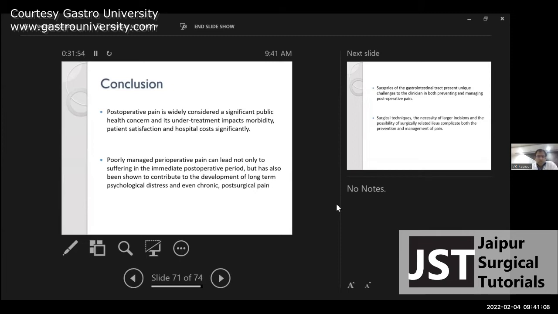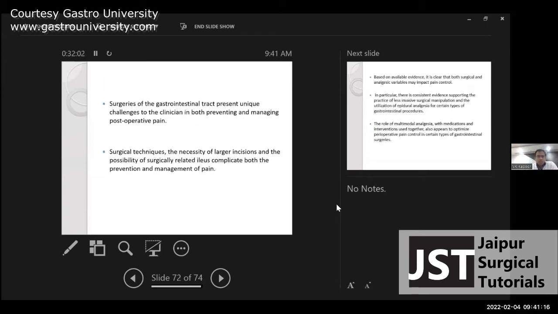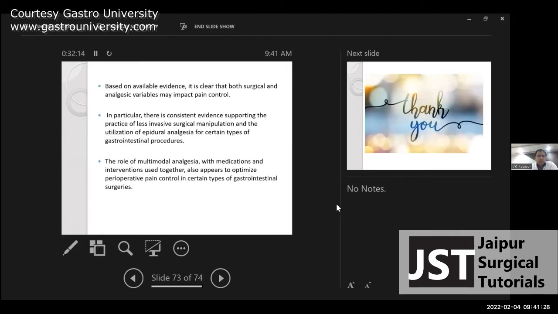Conclusion. Postoperative pain is widely considered a public health concern. Poorly managed postoperative pain can lead to suffering in the immediate postoperative period, but also development of psychosocial distress and chronic post-surgical pain. Surgeries of the GI tract present unique challenges. Surgical techniques, the necessity of larger incisions, and the possibility of surgery-related illness complicate both prevention and management of pain. Based on available evidence, it is clear both surgical and analgesic variables may impact pain control, and there is consistent evidence supporting the use of less invasive surgical manipulation and utilization of epidural analgesia for certain GI procedures.